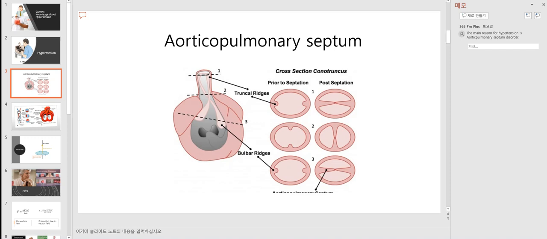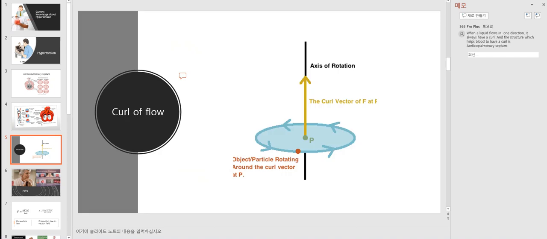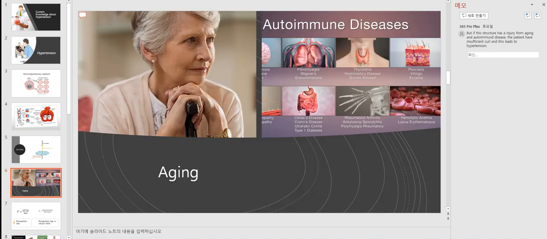The main reason for hypertension is aortic pulmonary septum disorder. The aortic pulmonary septum is a structure which gives a current to the flow of blood. In the left picture, you can see a curve of flow. When a liquid flows in one direction, it always has a curve, and the structure which helps blood to have a curve is the aortic pulmonary septum. But if this structure has an injury from aging or autoimmune disease, the patient has an insufficient curve, and this leads to hypertension.